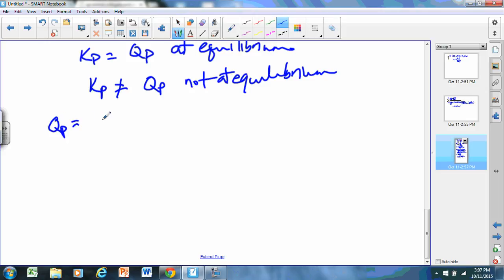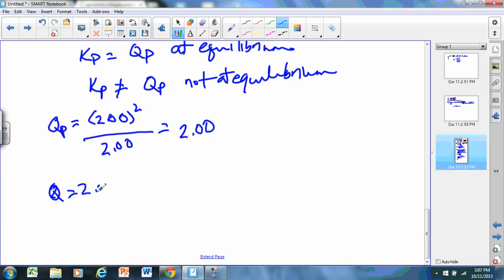QP is equal to 2.00 squared over 2.00, which last time I checked was 4 over 2, which is 2. So first question, we're not at equilibrium. Why? Because Q is 2 and K is 27.9. Now, what happens is Q is too small.